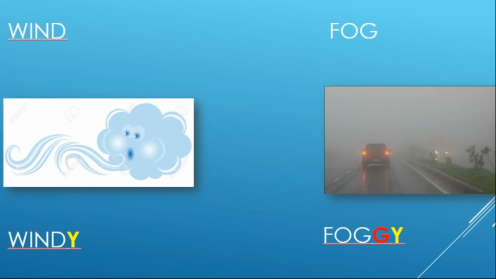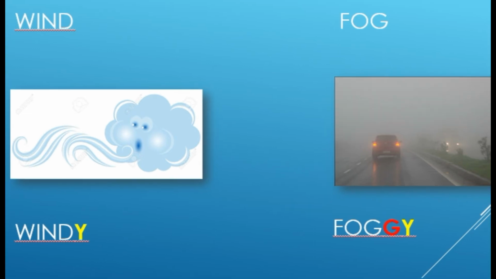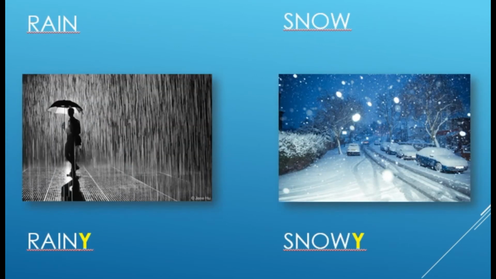Wind and fog are nouns that we call substantivos, right? And then we have the adjectives windy and foggy. The same way that we had in sunny, remember? Sun, sunny, fog, foggy. It is a one-syllable word finishing in consonant, vowel, consonant. We double the last consonant and add the suffix y. And the word wind, we just add the suffix y.